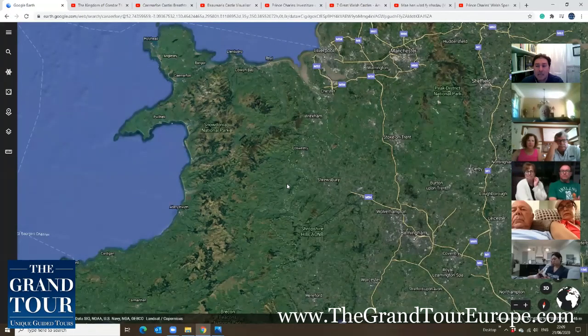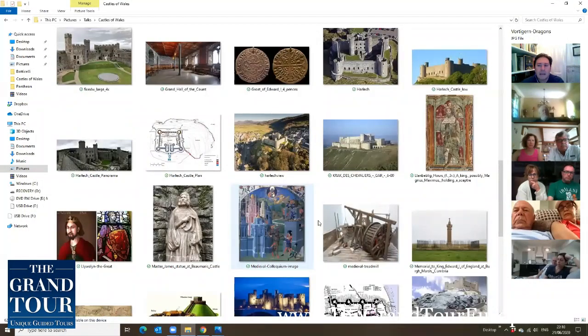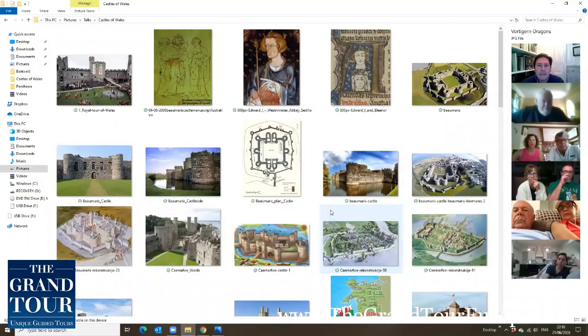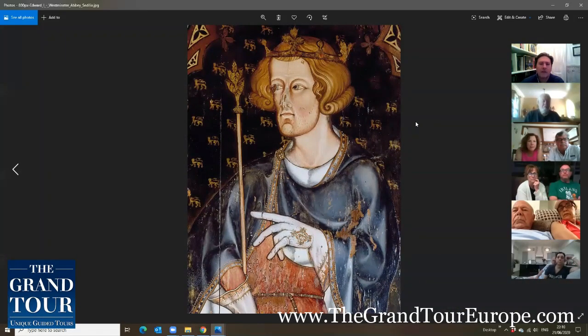Now, his son Edward later became King Edward I. Learning from the difficulties that his father had, he decided to bring the entire area under stricter control. Now, this is King Edward I. He was a very peculiar figure.